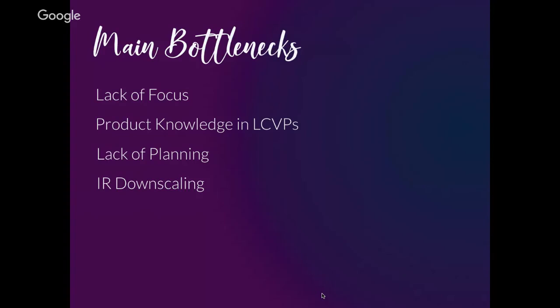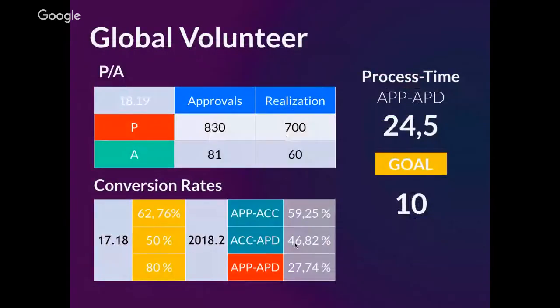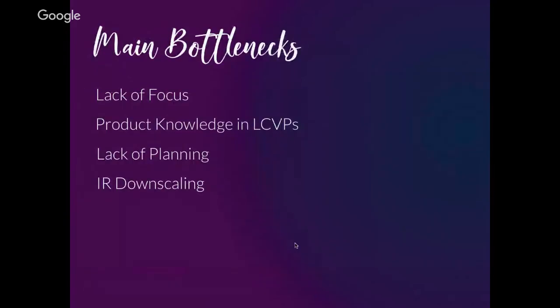And also IR, which is going to be our next topic, but I'm just going to put it here as well because IR is a huge problem in the entity. There are some LCs losing partnership with the universities just because they're not doing IR and they're sending people everywhere. And this also explains the conversion rate and the process time. So yeah, IR downscaling is also a huge bottleneck.